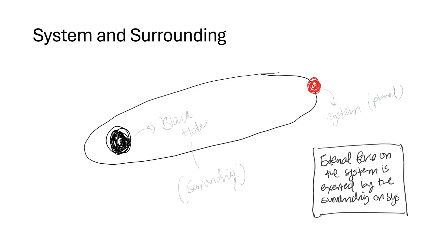For the system and surroundings, our system is the planet, and the surroundings is just the black hole, because it's the thing that's acting on it.